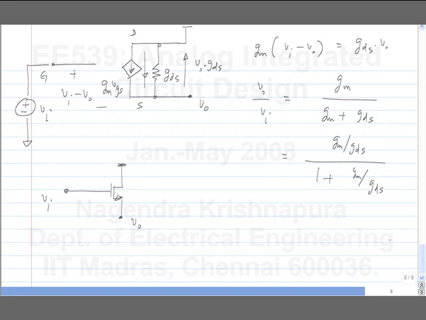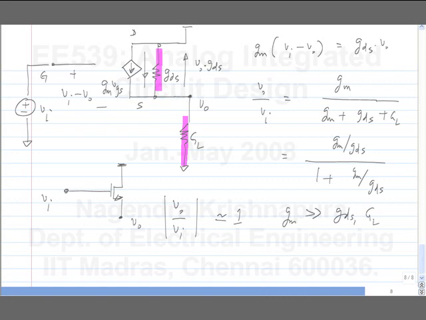What happens if I connect the load GL? So you can see that GL is directly across GDS. These two are in parallel. Okay. So wherever you have GDS before, you will have GL also. So the magnitude of V0 by Vi is approximately 1 as long as GM is much more than GDS and GL.